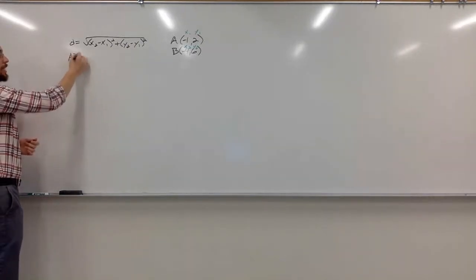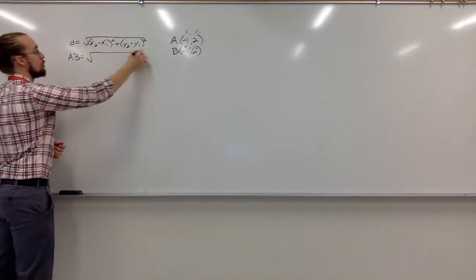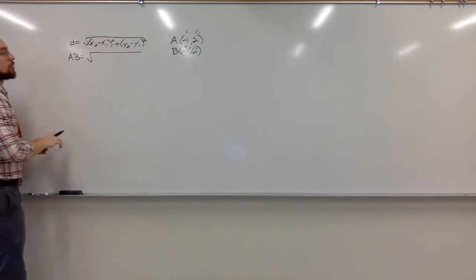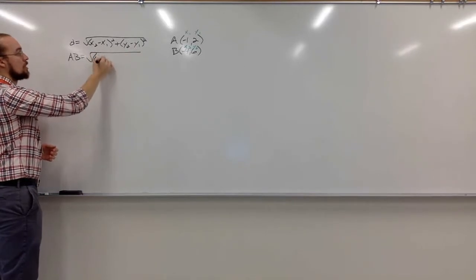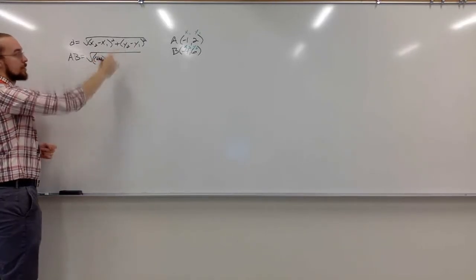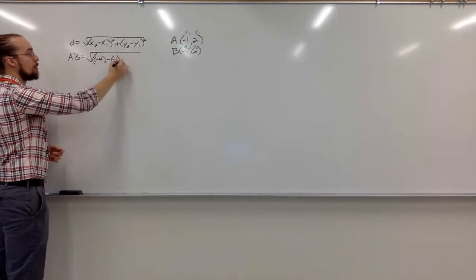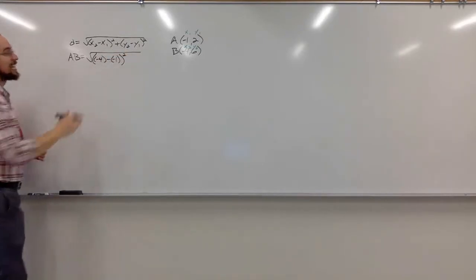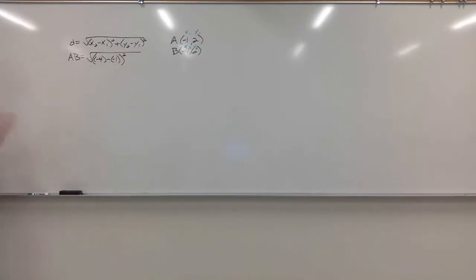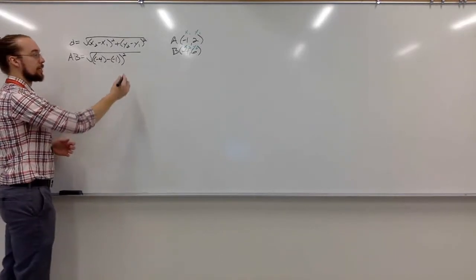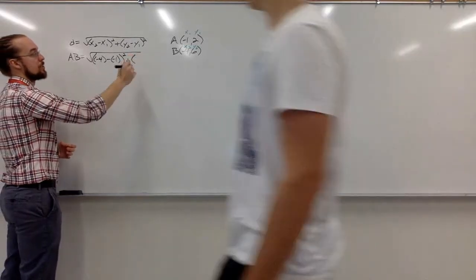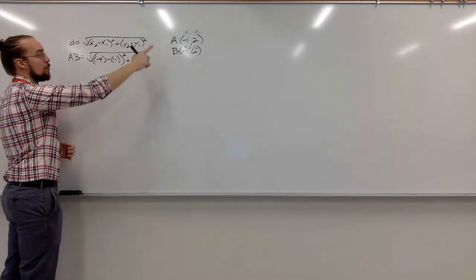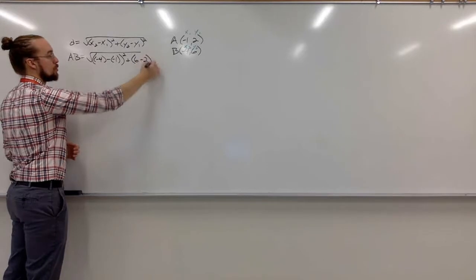So we're going to say the length of AB is equal to the square root of, so x2 is negative 4, minus x1 is negative 1. Remember, whenever you're plugging a negative number in, put that in another set of parentheses so that you keep your negative sign straight. Plus y2 is 6, and y1 is 2.